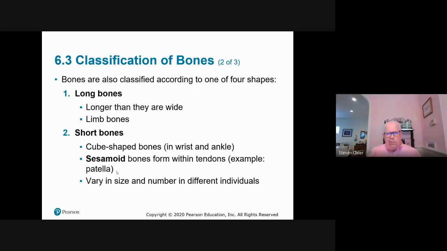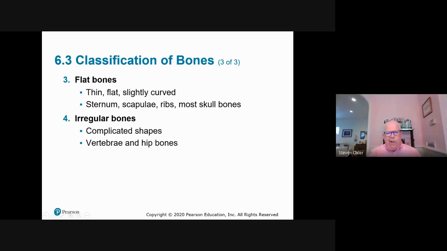So we have long bones and short bones. We also have flat bones. Flat bones. Thin and flat. Your sternum, that's your breastbone. Your shoulder blade. Your ribs. And the majority of your skull bones are all considered flat bones. And then we have irregular bones, which are complicated shapes. And those were basically the bones of your spine, the vertebrae of your spine, and your hip bones. Okay? So those are the 4 shapes of bones.